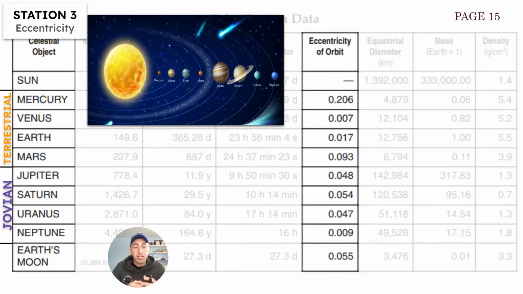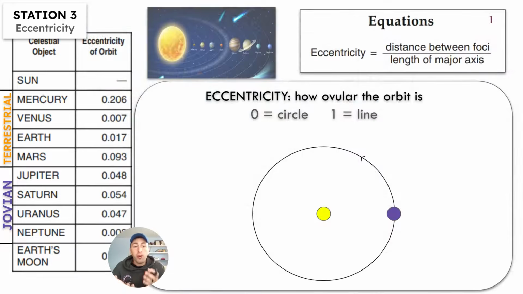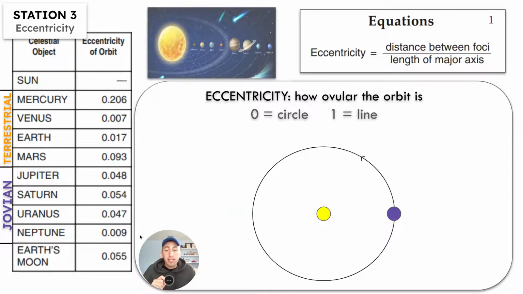But first, eccentricity is how ovular the orbit is around the sun. So for a planet's orbit around the sun, the eccentricity goes from 0 to 1. From 0 means that it's a complete circle around the sun. If it's 1, that means it's a straight line. So if you see here, the planets are not at 0 or at 1.